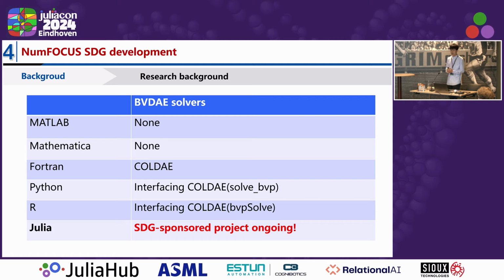MATLAB and Mathematica don't have such a boundary value differential algebraic equation solver, and Fortran only has the core DAE solver for these kinds of problems. Python or R just interface to Fortran to solve these problems. In Julia, in SciML, we decided to implement our native boundary value differential algebraic equation solver to support this kind of problem solving.